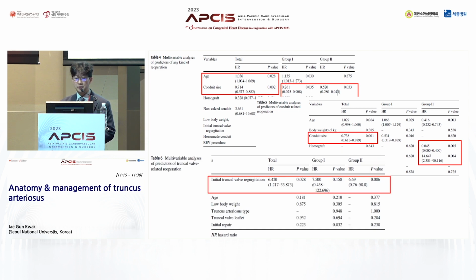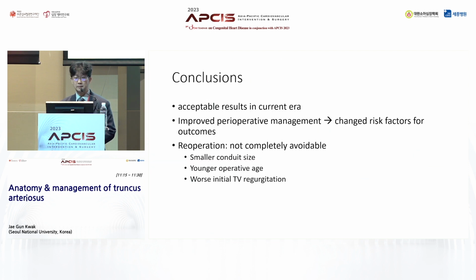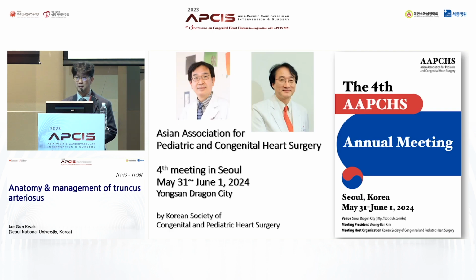Also, the initial truncal valve regurgitation was a predictor of pulmonary valve related reoperation, and still we have a good result. So the current era in our center shows an acceptable result and improved perioperative outcomes. It changed the risk factors for the outcomes. Reoperation is not completely avoidable for patients with a smaller conduit size, younger age at operation, and when the initial truncal valve regurgitation was severe. This is the end of my talk.